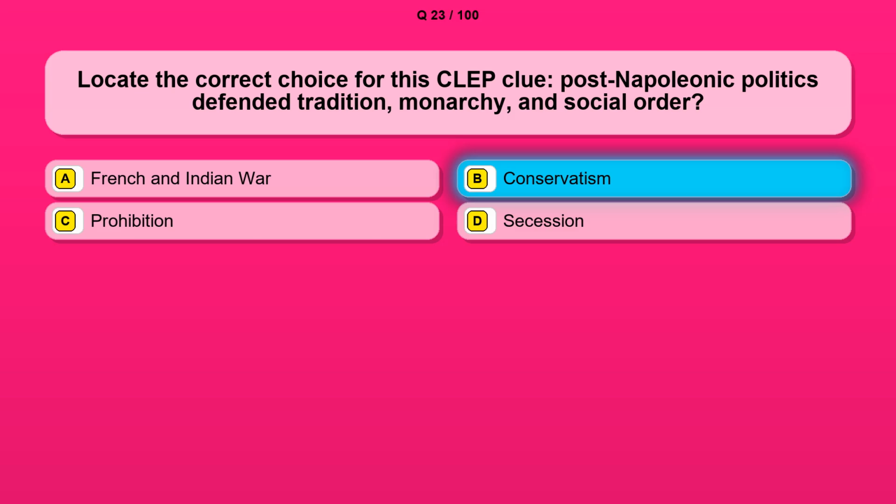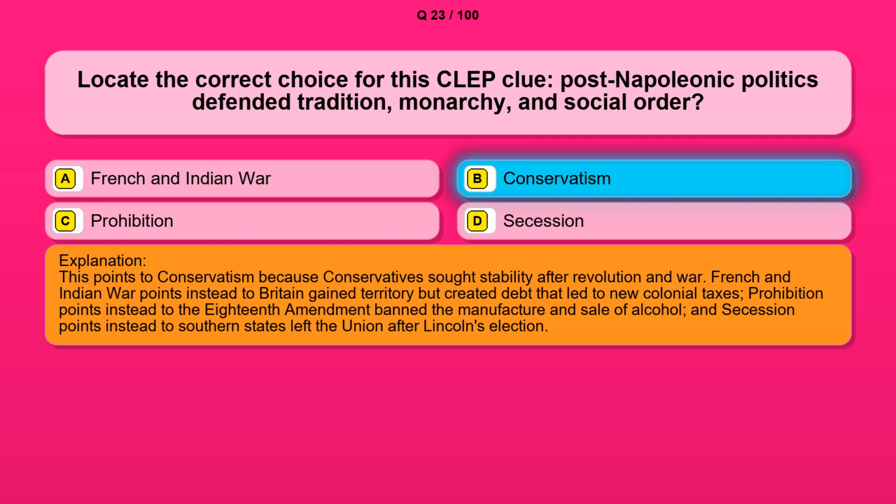The correct answer is option B, Conservatism. This points to conservatism because conservatives sought stability after revolution and war. French and Indian War points instead to Britain gaining territory but creating debt that led to new colonial taxes. Prohibition points instead to the 18th Amendment banning the manufacture and sale of alcohol, and secession points instead to Southern states leaving the Union after Lincoln's election.